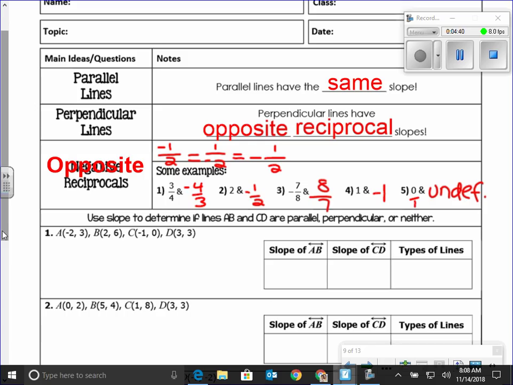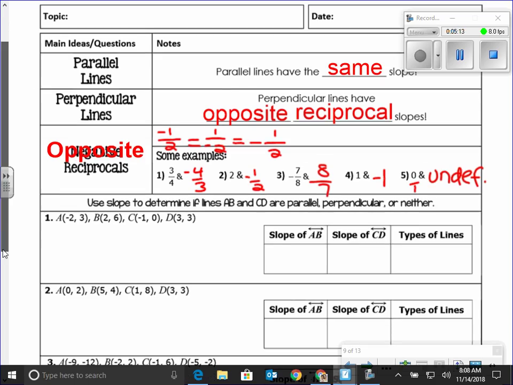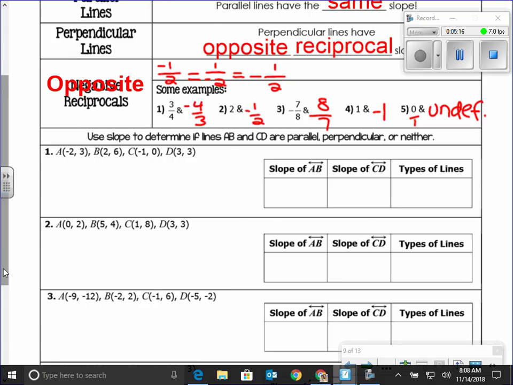Now, for these problems, we're going to use slope to determine if lines A and B and C and D are parallel, perpendicular, or neither. For them to be parallel, they have to be exactly the same. In order for them to be perpendicular, they have to be opposite reciprocals. Can they just be reciprocals? No, they have to be opposite reciprocals. If they're not the same and not opposite reciprocals, they'll be neither. And remember that 0 and undefined are opposite reciprocals of each other. It's going to be a little tedious, but it's practice working with slope.